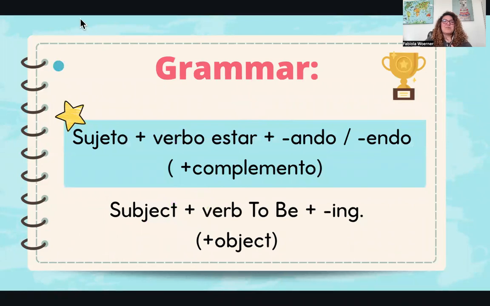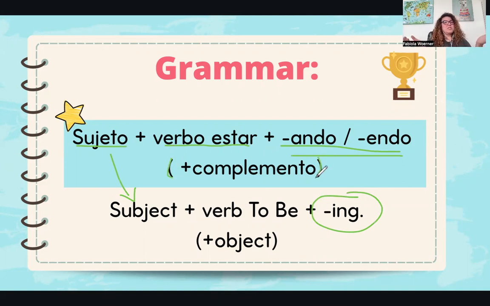How does this look in grammar? We are going to have our sujeto, which is our subject, plus el verbo estar, which is the verb to be, plus a verb ending in ing or ando or endo. And this might be followed in parentheses here because it's optional. It depends on the sentence. So this will be the complemento or the object. Sometimes you have to have an object at the end of a sentence, and then there are other times when you don't need one at the end of a sentence. It depends.